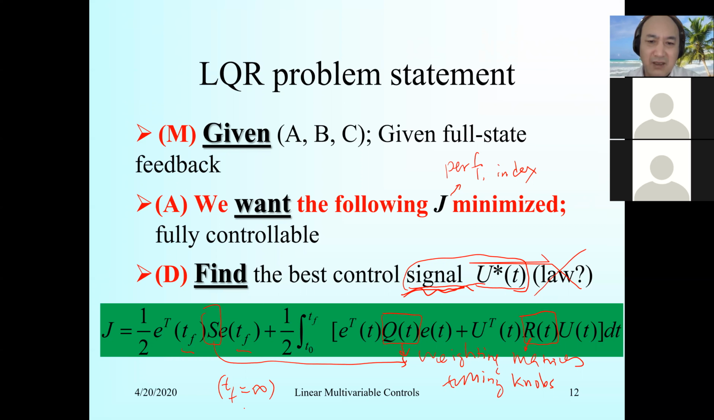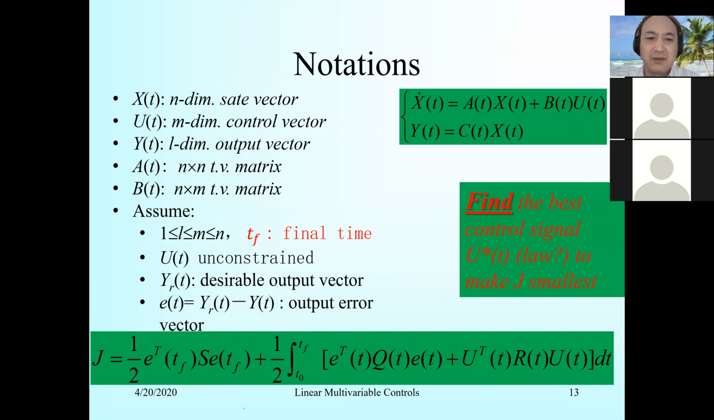But what is the e? E is something like an error, say for example, y_r of t is your desired output vector. So you can see this is the output error vector. So for this system, find the best control signal, again signal, and we are going to talk about laws later. Make the J smallest. J is a function of u of t.